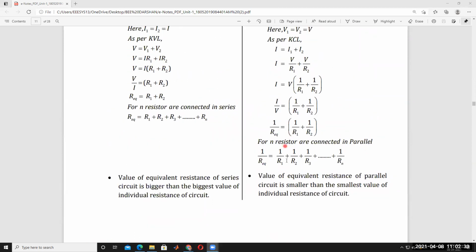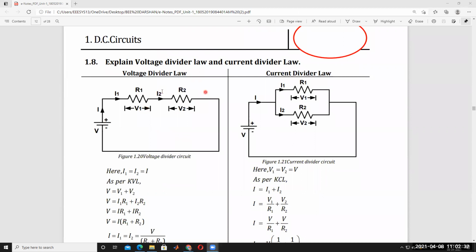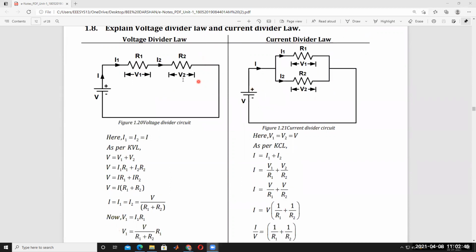Okay, like this, a series and parallel combination of the resistors. And then there are the voltage divider rule and current divider rule. Try to concentrate on the voltage dividing rule and current divider rule. In series, voltage divides; in parallel, current divides. We already know in a series circuit, voltage divides. In a parallel circuit, current divides.